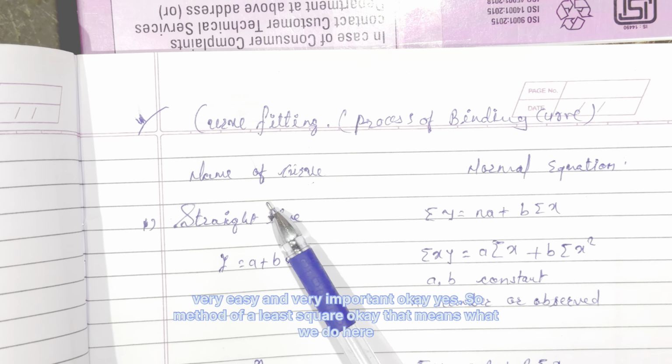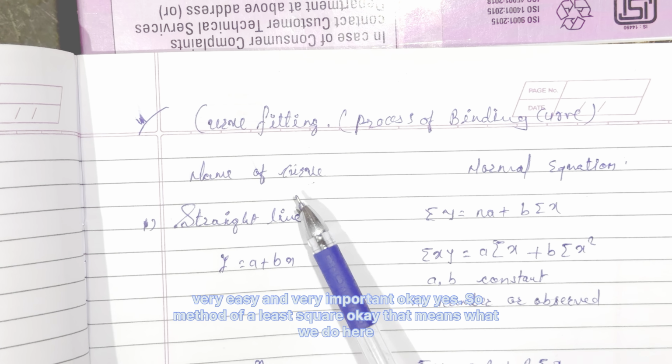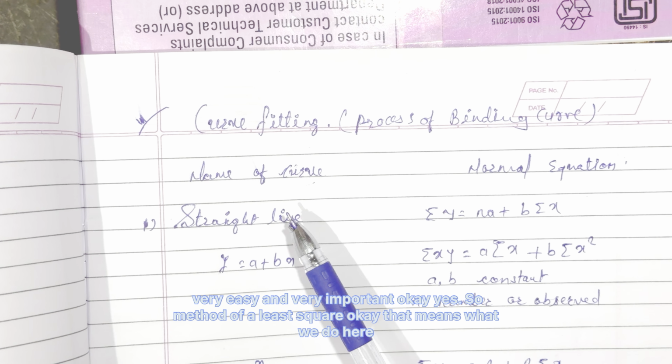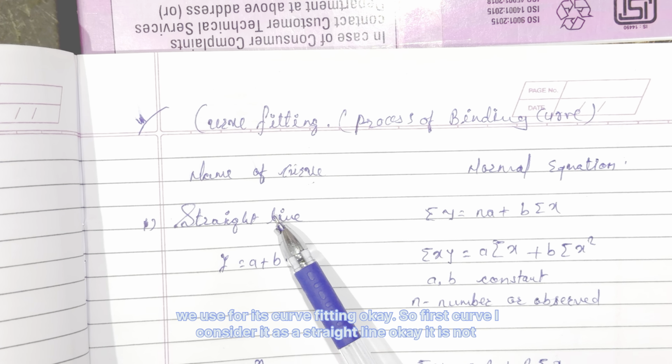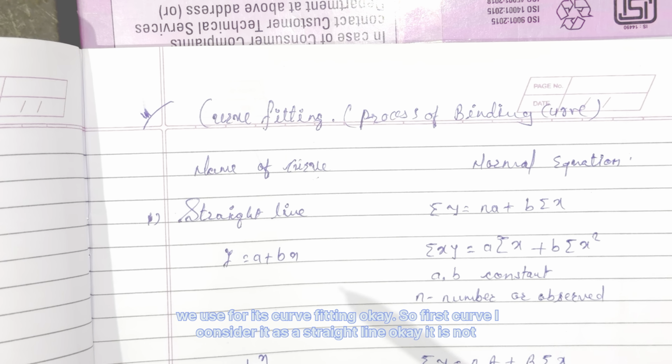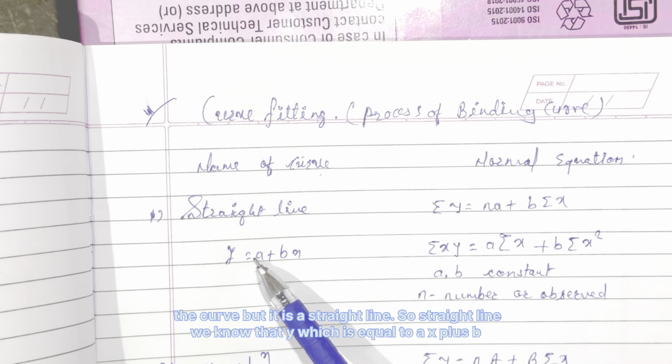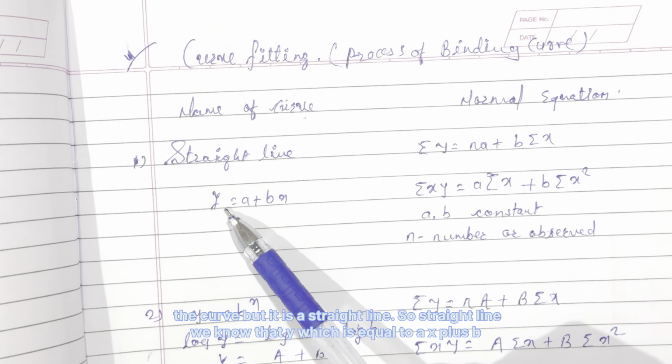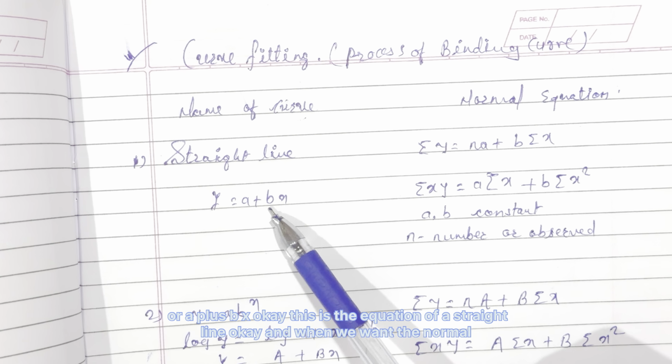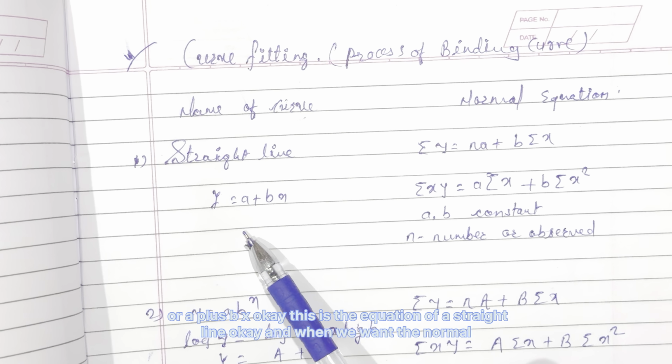So, the method of least squares is what we use for curve fitting. The first curve I consider is the straight line. It is not a curve but a straight line. We know that y equals ax plus b, or a plus bx. This is the equation of a straight line.